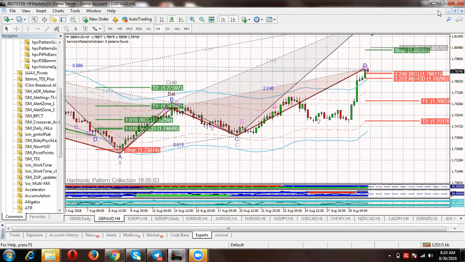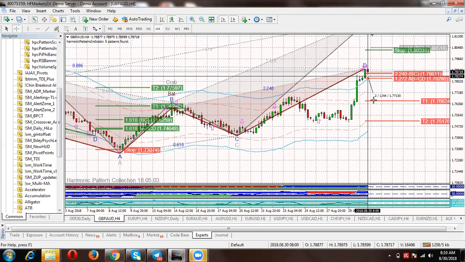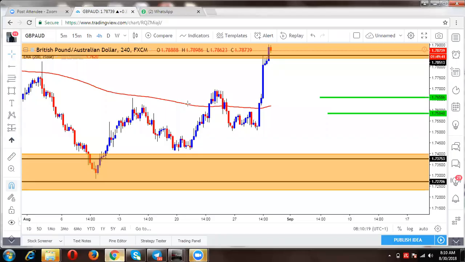TP1 is about how many pips now? Let's check it. How many pips? Let's say from here. From here to here, we have about 176 pips. That's massive. Yeah, about 176 pips. It hits TP1. Our TP1 here is even 205. So within this range, anyway.